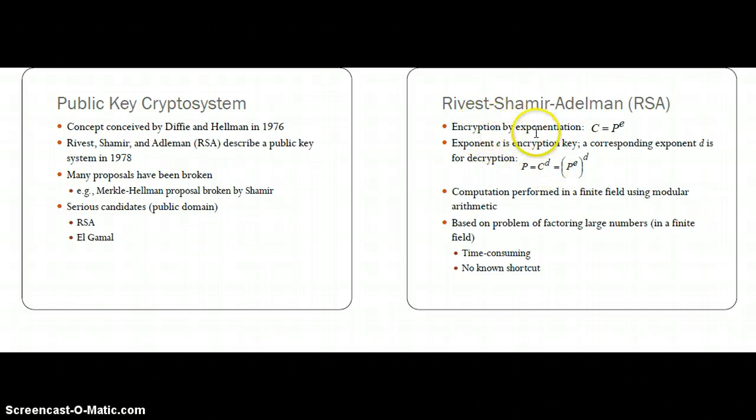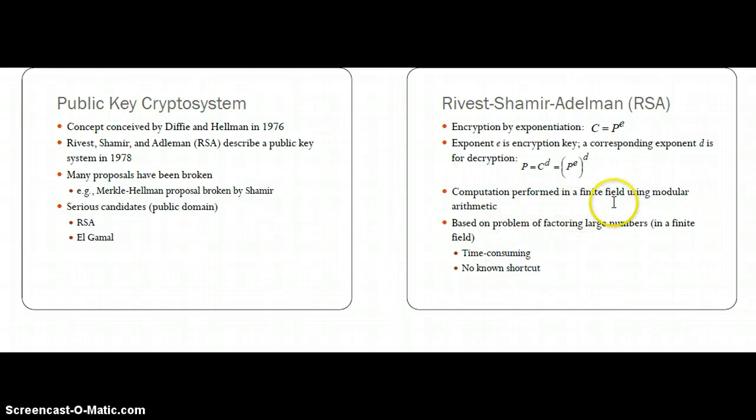This is the encryption part: the ciphertext is equal to the plaintext exponent E, the public key, which is distributed to everyone in the network. And for decryption, the plaintext comes from the ciphertext to the power D. D is the private key. No one has that private key except you, because you are its owner.